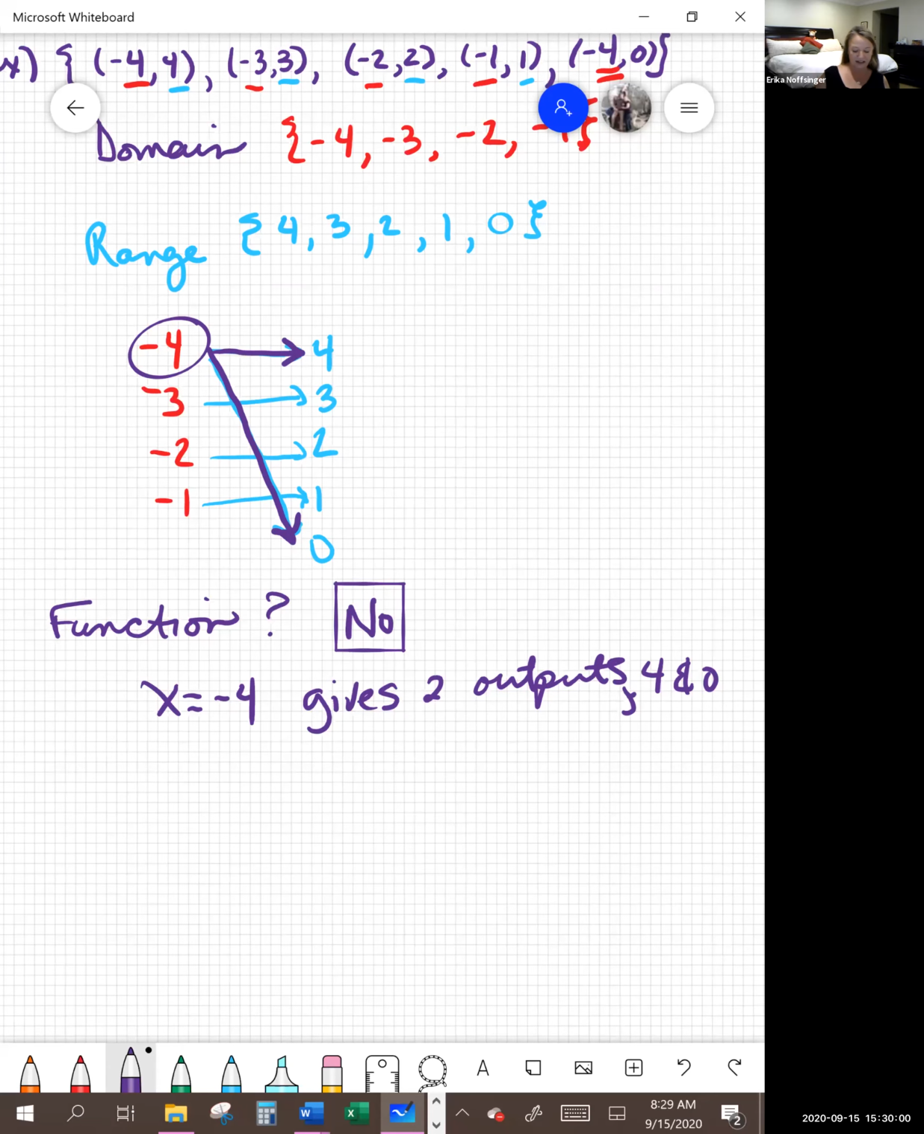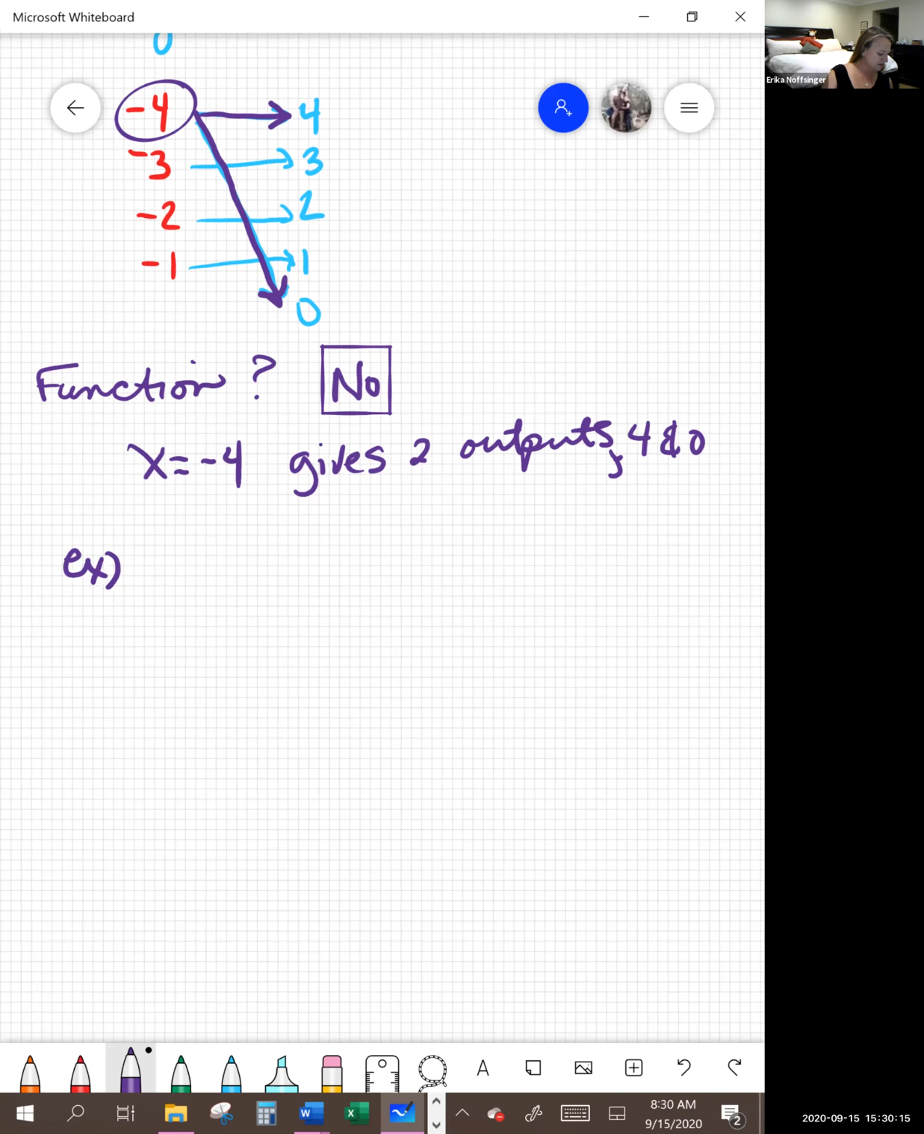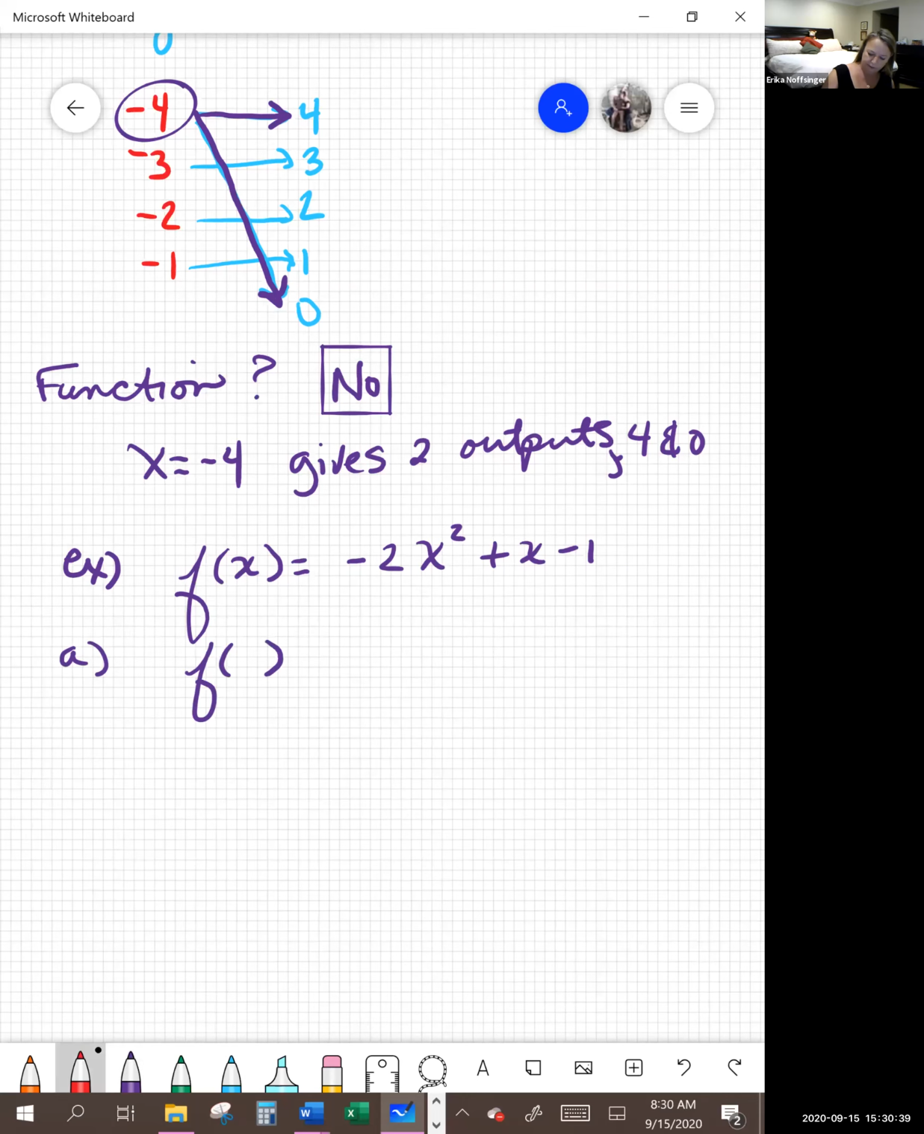Okay, so if you're given an equation, you should also be able to see if that is a function or not. Actually, before we do that, you should be able to look at function notation and find the following. Say you're given f of x is equal to the equation -2x squared plus x minus 1. So if it said to find f of -1, what is that telling us to do?